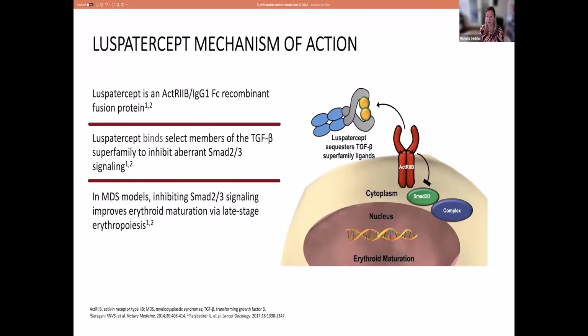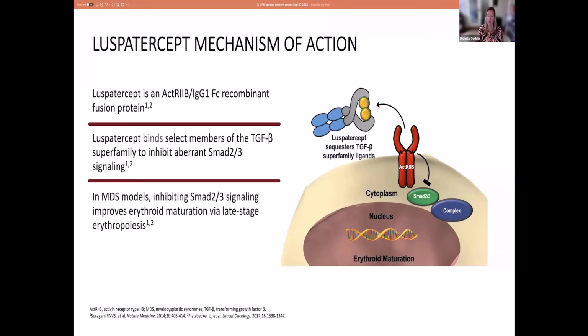So how does luspatercept work? This is a fairly new drug that has been developed and is approved for use in myelodysplastic syndrome, which is another bone marrow failure disorder, as well as some inherited hemoglobin problems like thalassemia. And so this binds to members of the TGF-beta superfamily. There's a pathway, the SMAD2/3 signaling pathway, which looks like it suppresses some of your red cell production in the bone marrow, and this interferes with that pathway suppressing the production.